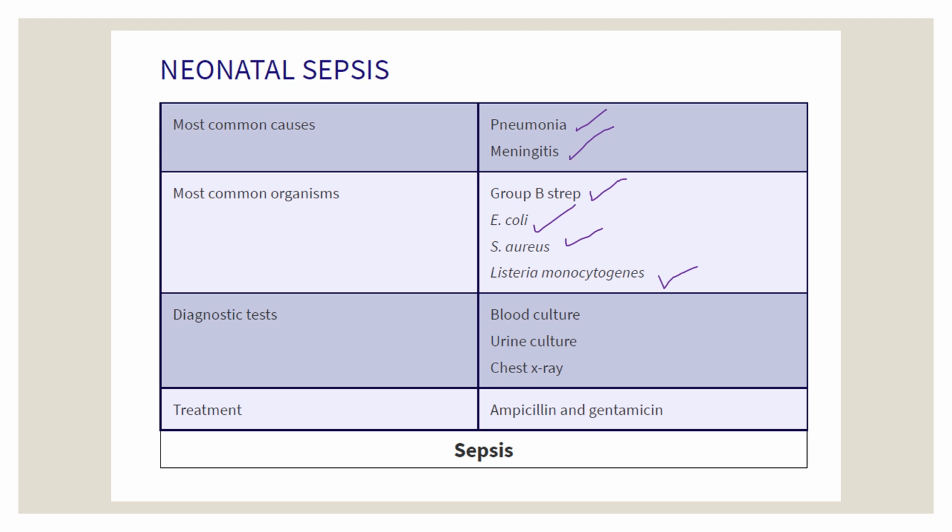Listeria is also seen in immunocompromised and elderly. Diagnostic test is blood culture, urine culture, chest X-ray. So if there is any indication, child coming with the fever, jaundice, mainly direct bilirubin, you have to work up for sepsis. You have to take a urine culture, blood culture, any signs of meningitis, you have to take up the CSF and culture, chest X-ray. The treatment, empirical treatment is ampicillin and gentamicin.